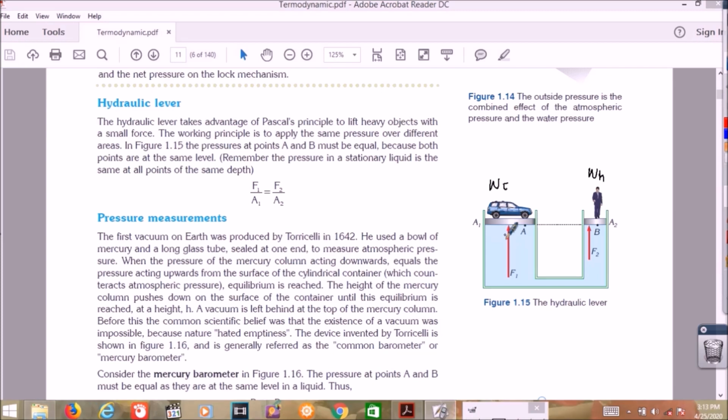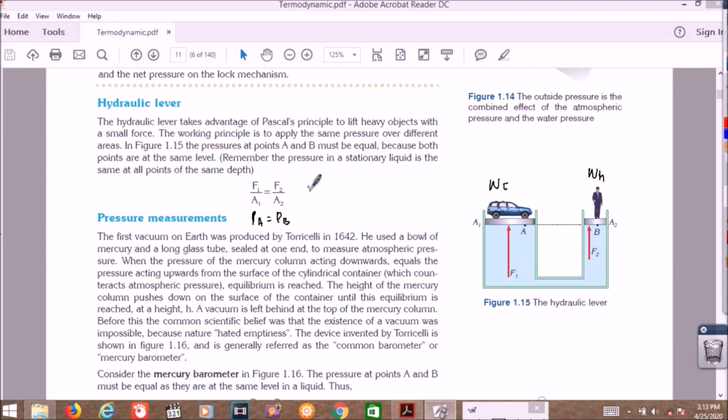For a static liquid, the pressure at points at the same level is equal. The characteristic is the same level. So here, PA equals PB, but in this case using 1 and 2, no problem. So F1 over A1 equals F2 over A2.